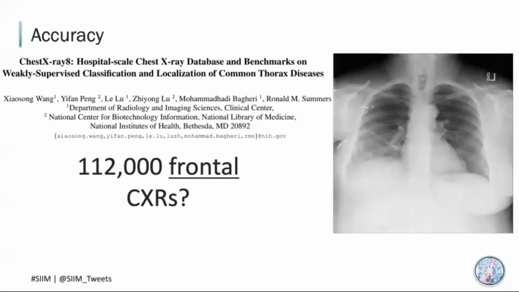We'll recall that in 2017, the NIH released the first large chest X-ray dataset with over 100,000 images for deep learning model development. And supposedly this dataset had 112,000 frontal chest X-rays, which seems like an easy enough thing to confirm based on DICOM metadata.